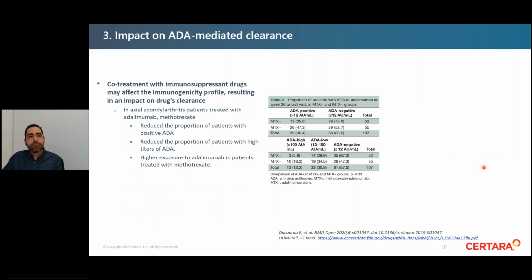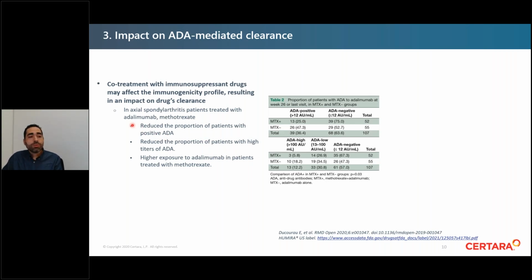The third impact, the impact on the ADA-mediated clearance. This may be observed when there is a co-treatment with immunosuppressant drugs. Immunosuppressant drugs may affect the immunogenicity profile, and if the drug is also eliminated by the ADA-mediated clearance, if there is a modification of the immunogenicity, we may also see a modification of the drug's clearance. There is a good example of that.